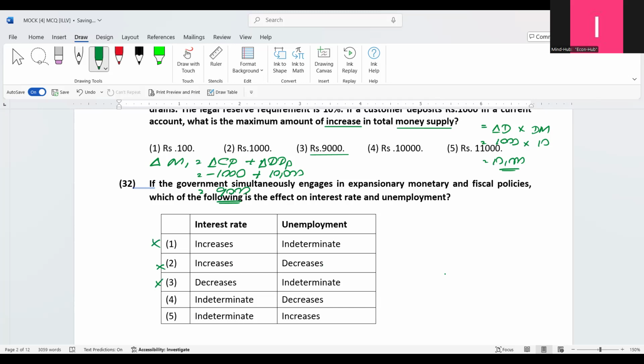It's either 4 or 5. Interest rate is indeterminate. Unemployment will decrease. Why? Because the economy is expanding. Correct answer number 4.